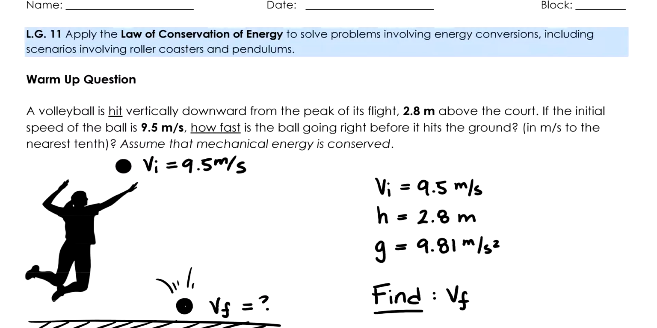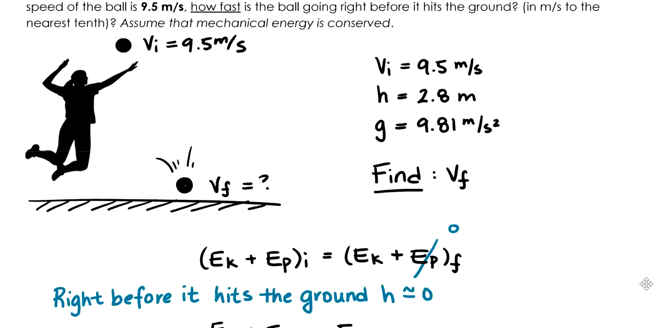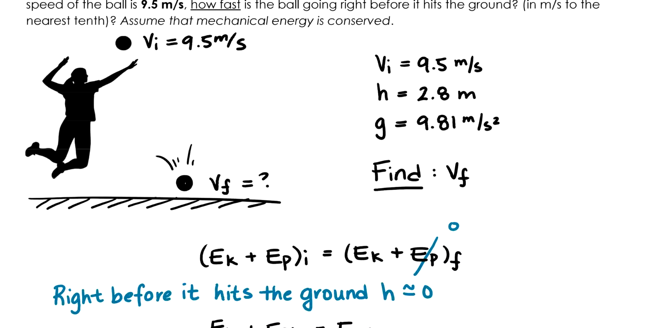As usual, we start with a diagram and a list of things that we know based on the information in the question. In this case, we're looking for V final, the final speed of the volleyball right before it hits the ground. Then we write out our conservation of energy formula. EK plus EP initial equals EK plus EP final.